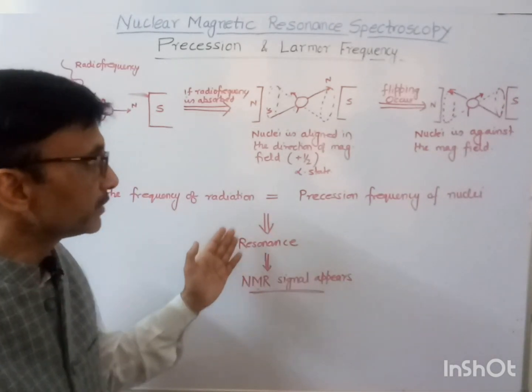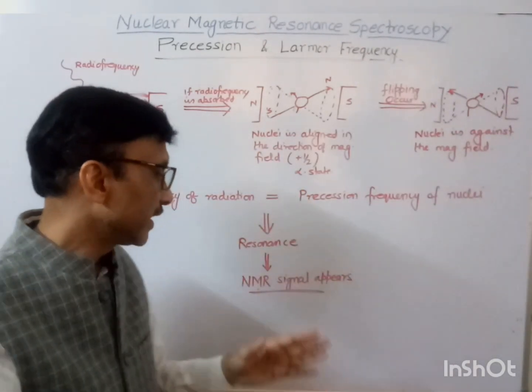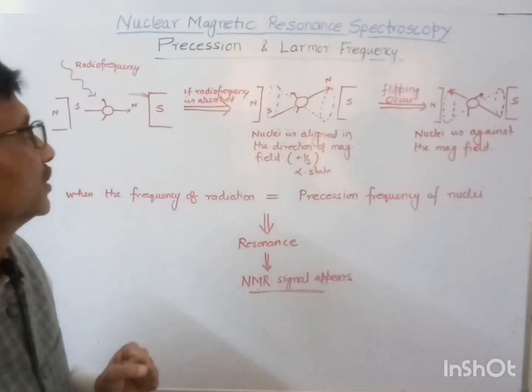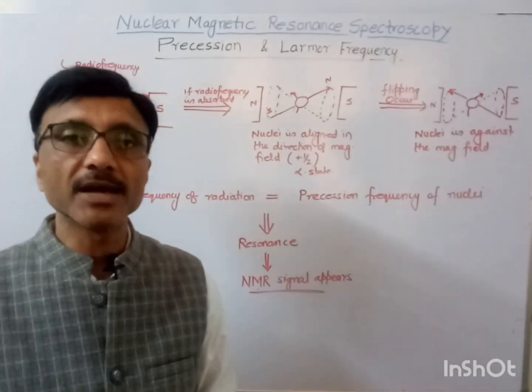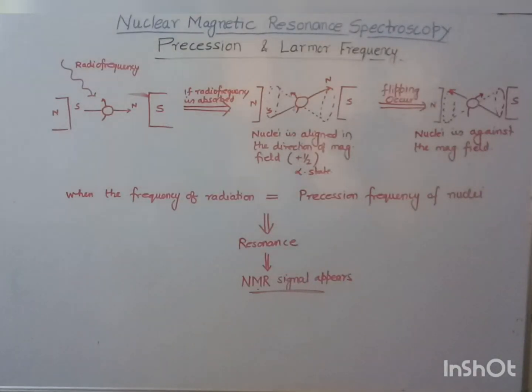So when resonance takes place, a transition occurs from one state to another state, and we will get the NMR signal. So this is about precession and Larmor frequency. Thank you.